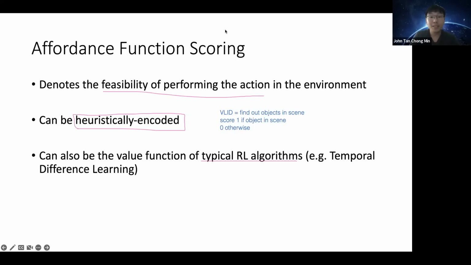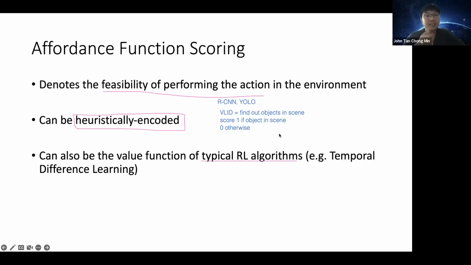The VLID can be something as simple as, over there in the paper, RCNNs, region proposal networks, or you can even use stuff like YOLO. As long as you can classify whether or not a bounding box contains a certain object, or some segmentation contains an object, you can use that kind of tool in order to do your affordance.